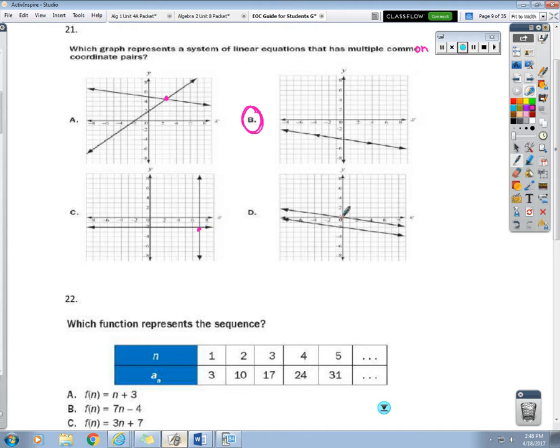D's graphs have how many points in common? 0. None, because they're parallel, they don't ever intersect. So they have none of the same points. But B is a line graphed on top of another line, so don't they have lots and lots of points in common? Every point one has, doesn't the other one have? So does that make sense now?